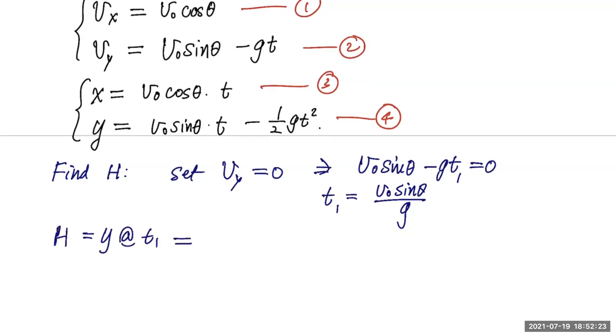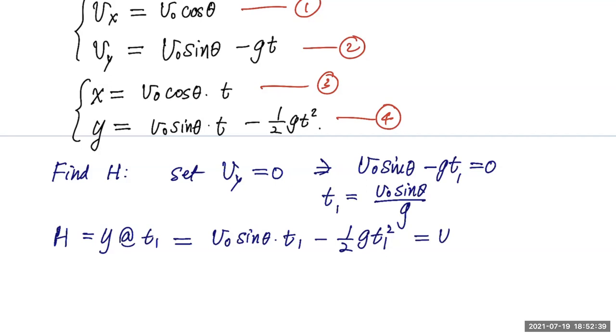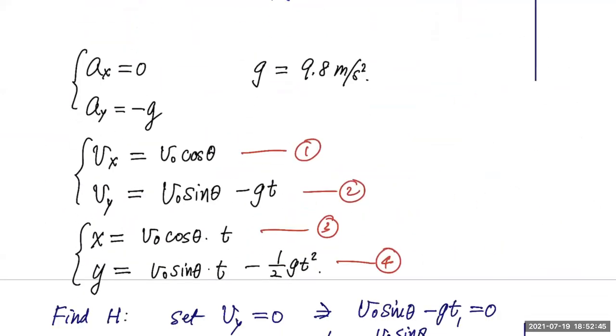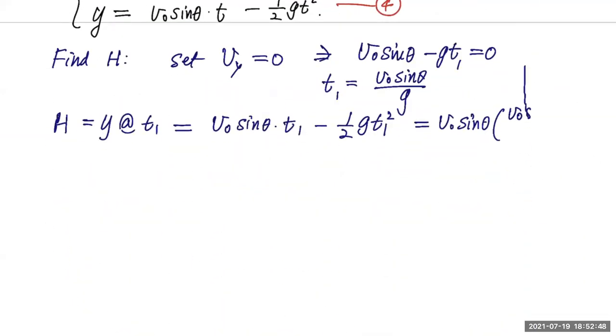And what is that equal to? Well, you just have to plug in the value of t equal to t1: v naught sine theta times t1, then minus 1/2 g t1 squared. Now I know what t1 is. t1 is v naught sine theta over g. So let's plug that in. v naught sine theta times v naught sine theta over g.